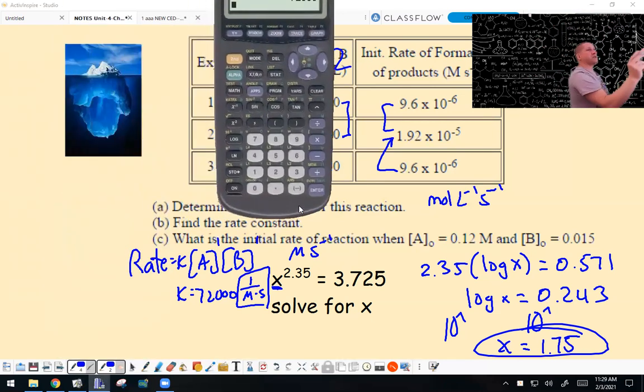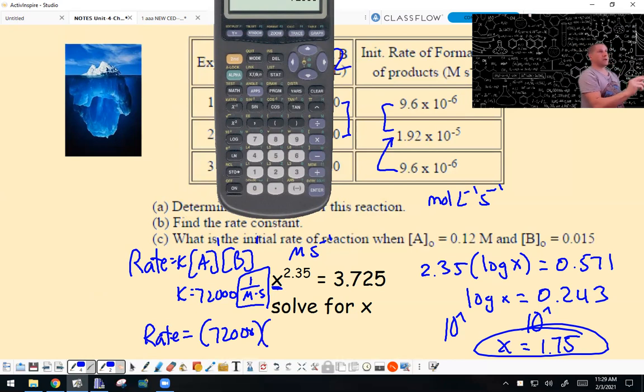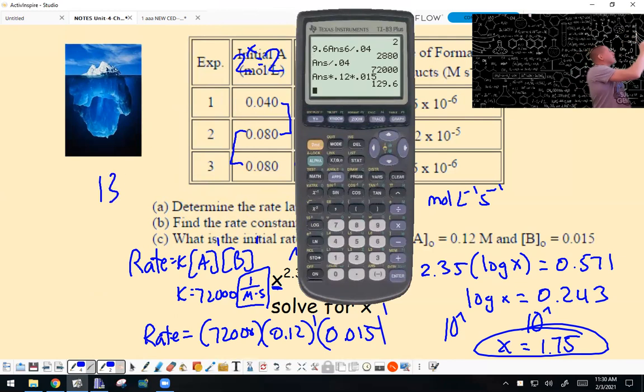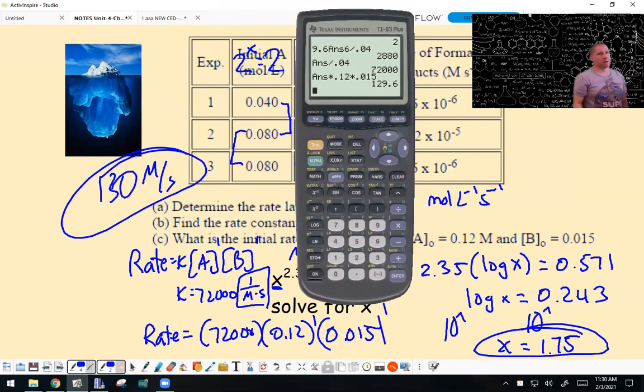So now that we know what K is, we just plug in those initial concentrations for A and for B. So 72,000, A is 0.12 to the first, B is 0.015 to the first, times 0.12 times, and we get 130. Units would be molarity per second rate.